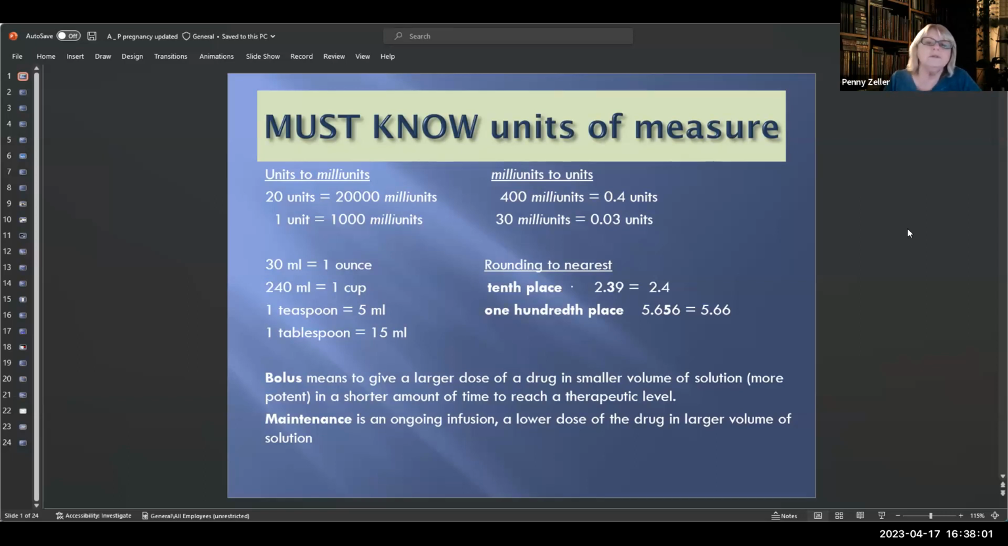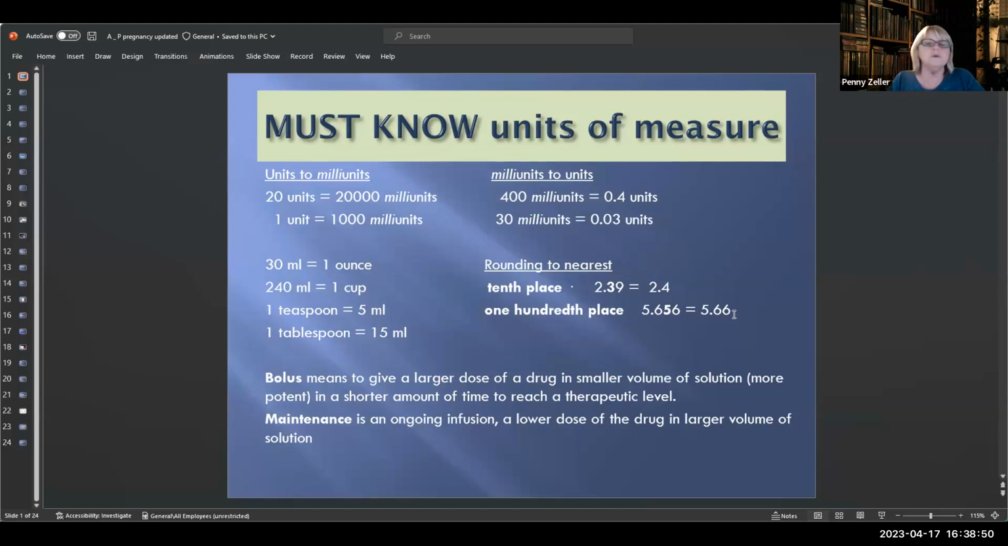If it tells you to round it to the 10th place, for example, 2.39, round that up to the 10th place, it would be 2.4, right? If you round it to the 100th place, 5.656, you would round it to 5.66 since it's a 5 or greater. So you need to know how to round. If it tells you just do a whole number, you don't want any decimal point. So please pay attention to your math questions. I've had too many students miss math on an exam because they didn't round it.